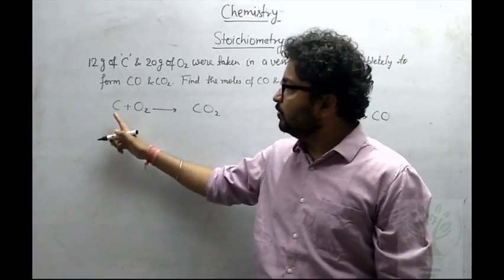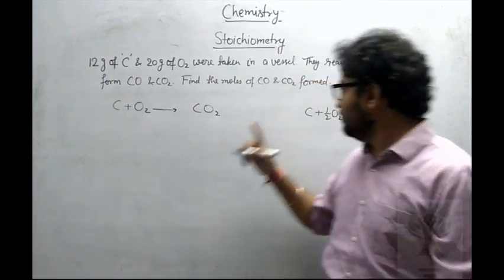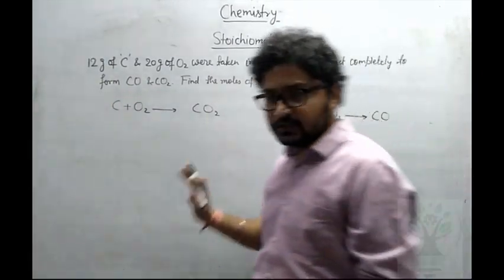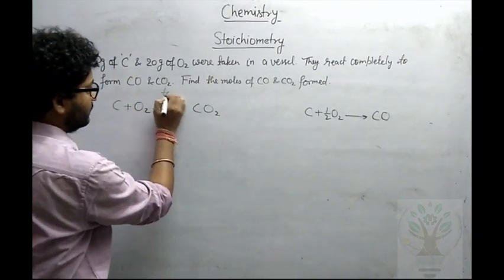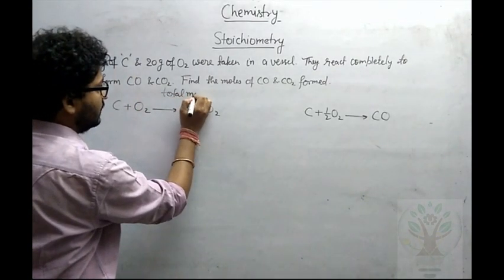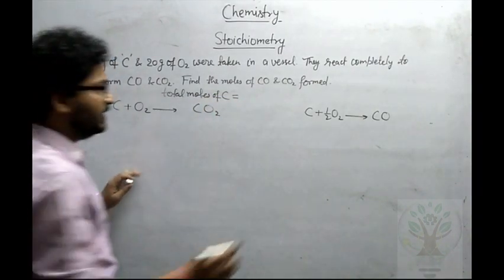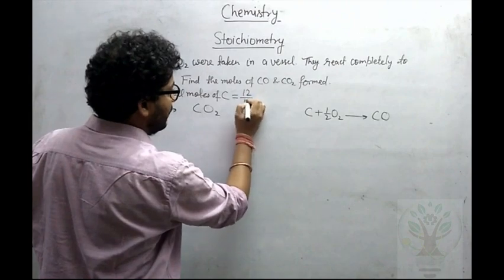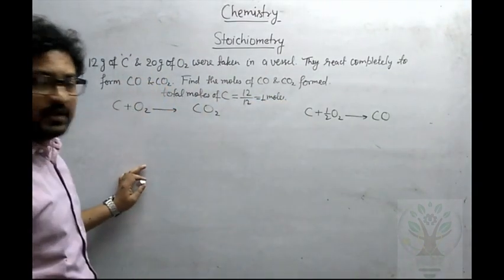Okay. So let's do one thing. Let's assume some moles of carbon reacting here and some moles of carbon reacting here. So first of all, let's find the total moles of carbon. How much total moles of carbon we have? We have 12 upon 12, that is 1 mole. We have taken 12 gram of carbon.